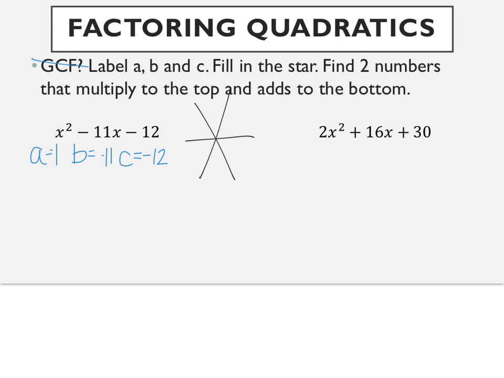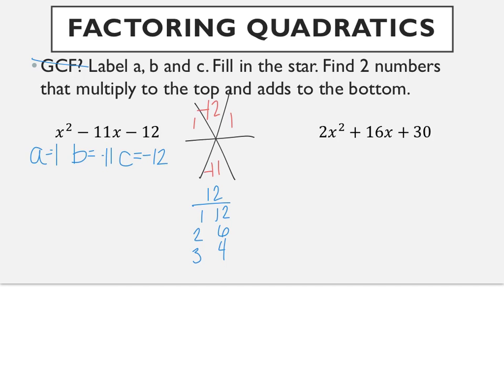So from here, I'm going to fill in the star. A times C goes on top, so 1 times negative 12 is negative 12. B goes on the bottom, so that's negative 11. And A goes on the two top sides. So again, if you can't see the number right away, the best way to do this is just list off everything that multiplies to 12. So 1 times 12 is 12. I know that 2 times 6 is 12, and 3 times 4.